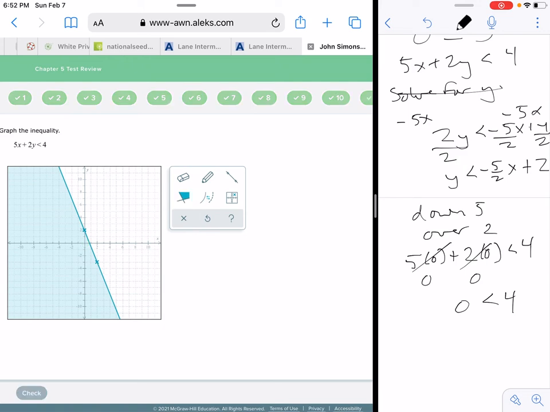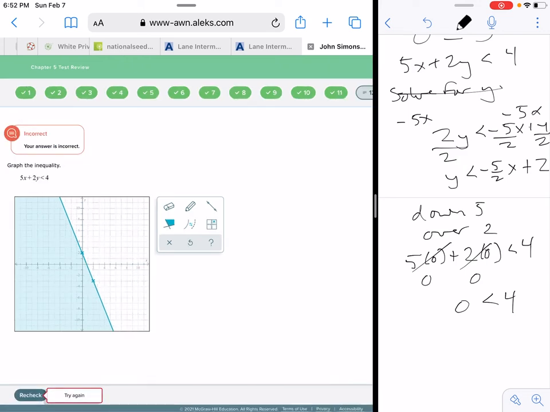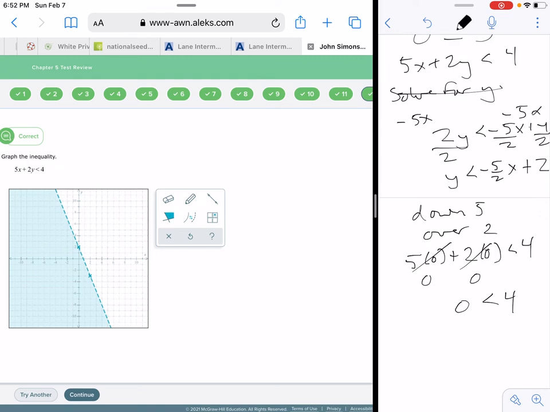Okay, we'll check. Oh, you know what I forgot to do, guys, is I used the wrong kind of line. I need to use one of these lines. I forgot you had to do that with ALEKS. So, yep, and the reason it is a dashed line is because it does not have the equal under it.